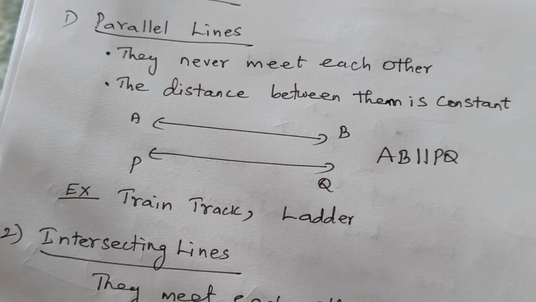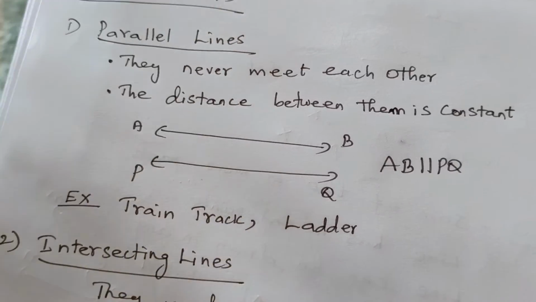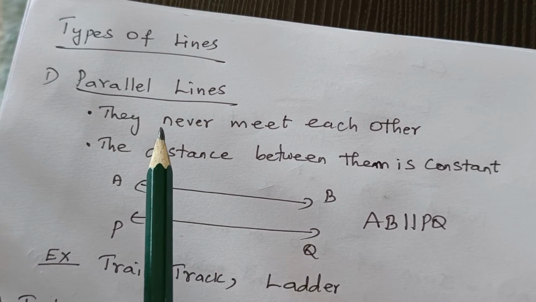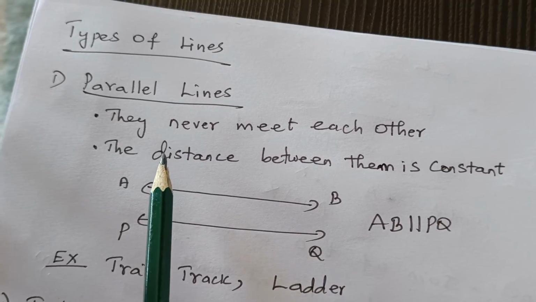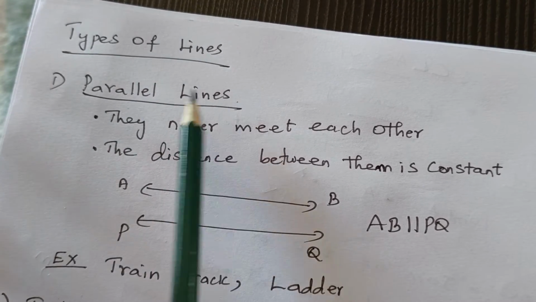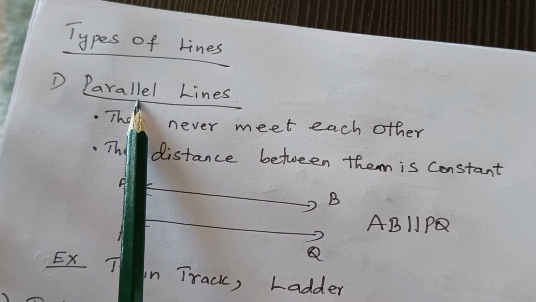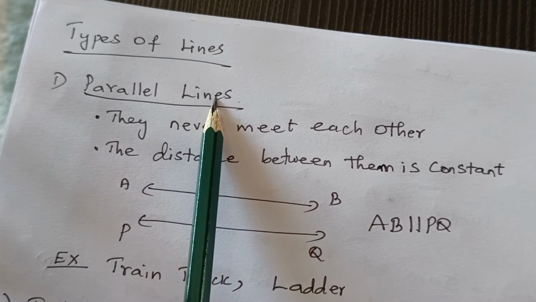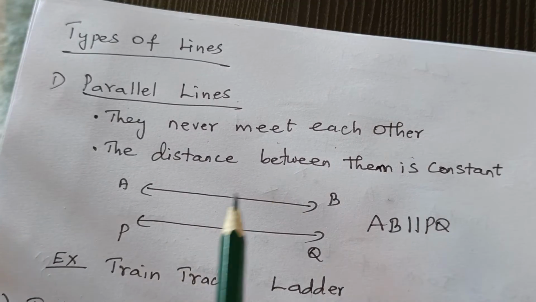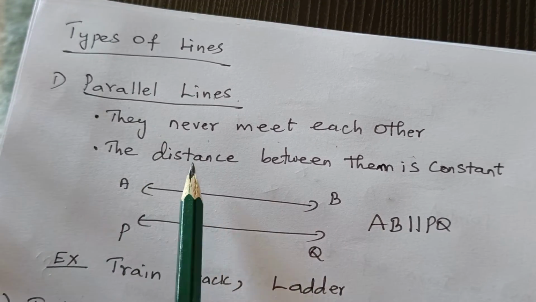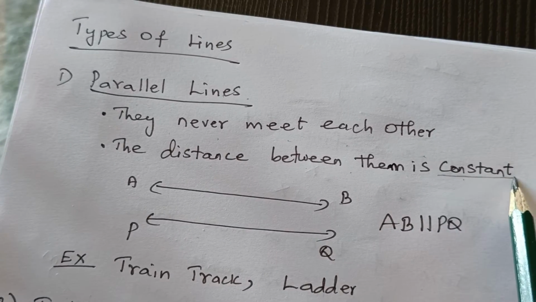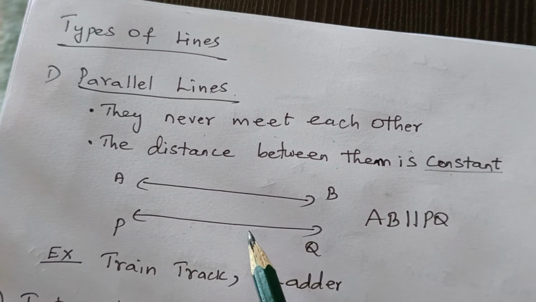Okay. And next is the types of lines. We'll see there are different types of lines. When you compare two lines, we get different types of pairs of lines. First is parallel lines. P-A-R-A-L-L-E-L, parallel. It means they never meet each other. For lines which do not meet, the distance between them is constant. Constant means it is the same. The distance between them is the same.